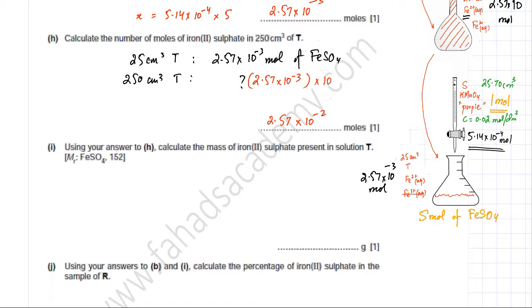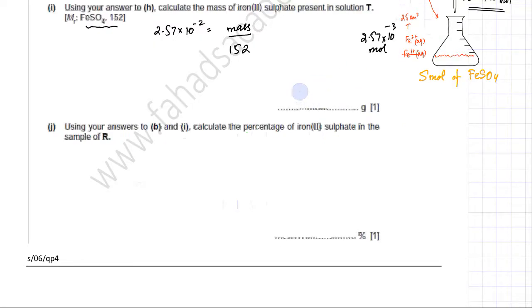So we know the moles of FeSO4 in the solution T. Moles is equal to mass over MR. Moles is given, so that's 2.57 times 10 to the power minus 2. Mass is unknown. Moles is equal to mass divided by the molar mass, and the molar mass is already given. It's 152. So using my calculator, if I multiply the moles by the molar mass, the answer that I'm going to get is 3.91 grams. So that is the mass of FeSO4 in the sample R that was given to us originally.